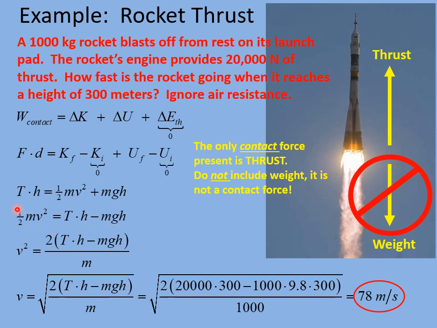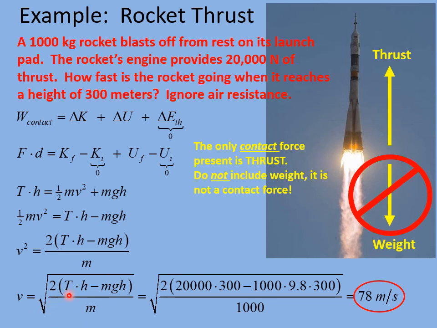Multiply everything by 2 to get rid of the 1/2. Divide everything by m, and we get v squared is all this on the right. And then to get v, we just take the square root of all this, and we get this expression right here. Now we can fill in our numbers.